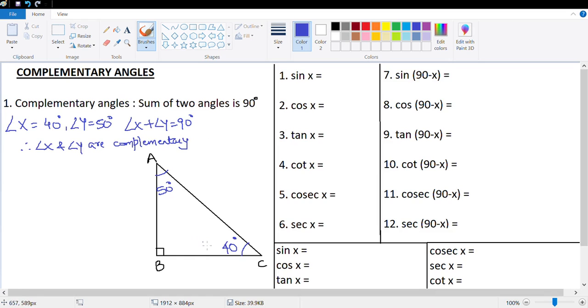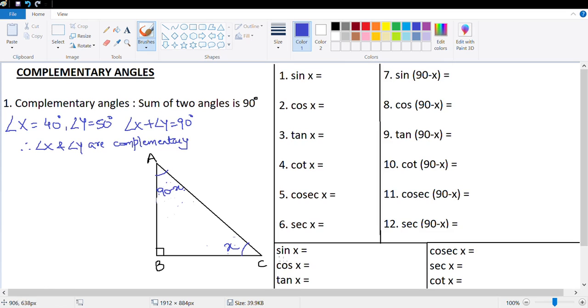Now if I call this x, then this angle becomes 90 degrees minus x. So this is x and this is 90 degrees minus x, and these two angles are complementary. Now let's look at certain ratios that we have. So let's look at sine x. I'm looking at reference angle C. Let me just erase these numbers so that it's easier for you to understand without looking at actual numbers. Let's look at x and 90 minus x. So let's look at angle C as x and angle A as 90 minus x.